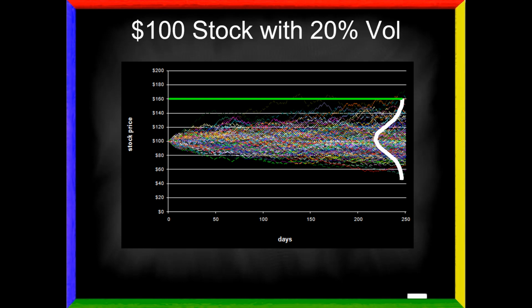What's the low number we came up with? About 40. And look right down here. It's about where the bottom is. So once again, even though theoretically this stock could get above 160 or fall below 40, it's not real likely. So it's this three standard deviations that limits most of the trading.